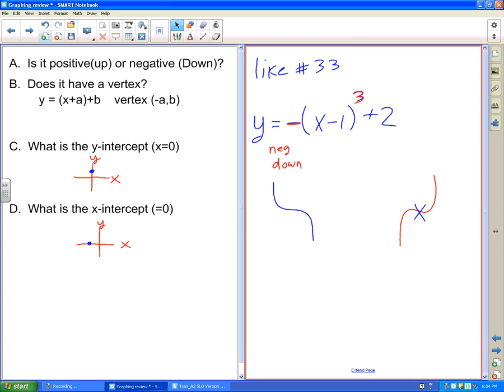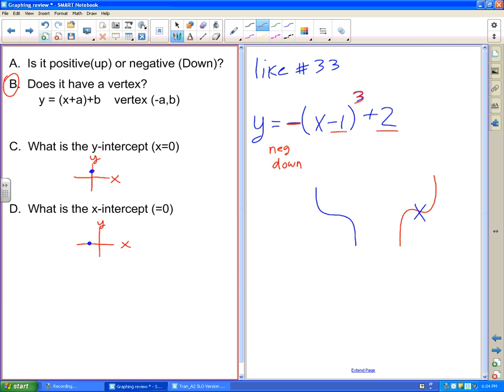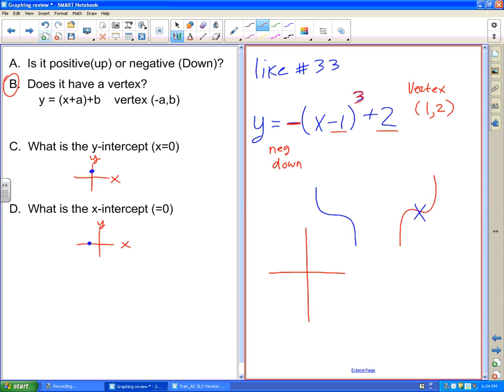Then I ask, does it have a vertex? Here's the vertex. The vertex, if you remember with all these, is flip the sign of the first one, leave the second one alone. So that means on my graph, at 1, 2, that should be right there. That's my vertex. That's kind of where it changes.